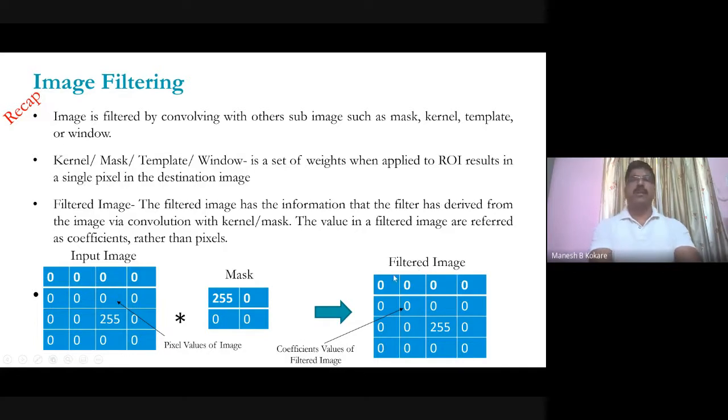And the values in this filtered image are not called pixels, they are called coefficients. So once filtering is done, these pixels will be changed, and they are called the filtered coefficients, or the coefficients of the filtered image and so on.